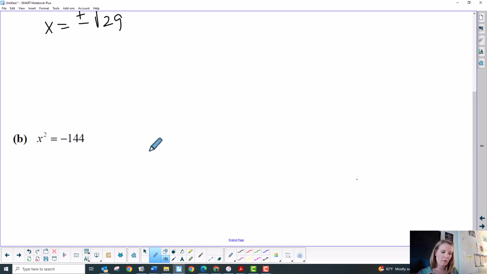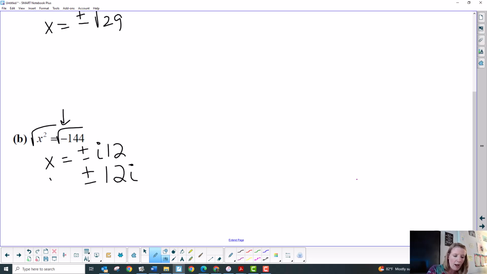And then you have x squared equals a number, so take the square root. So x equals plus or minus, that's negative, the square root of 144 is 12, so it would be plus or minus 12i. So that one actually has two imaginary solutions.